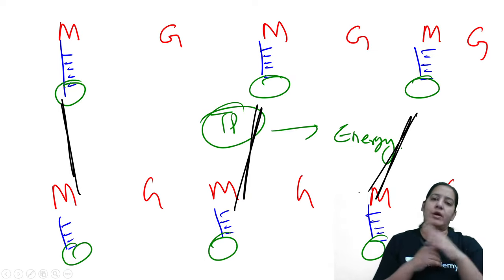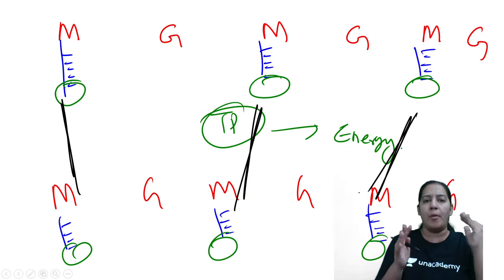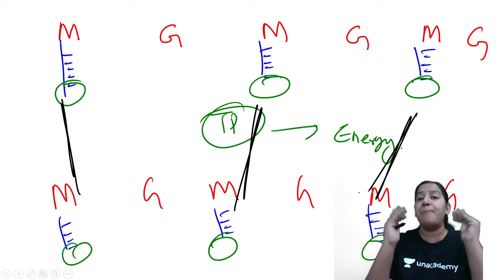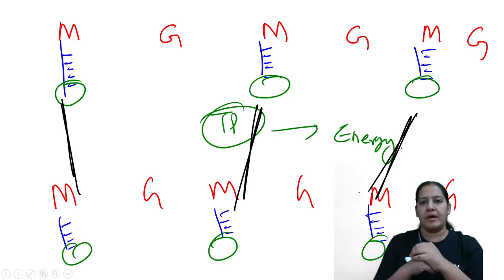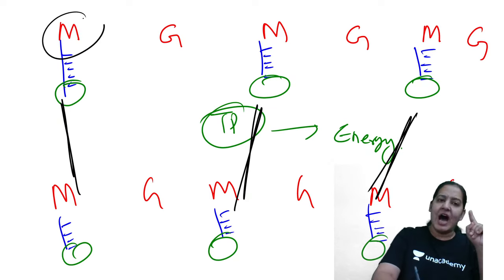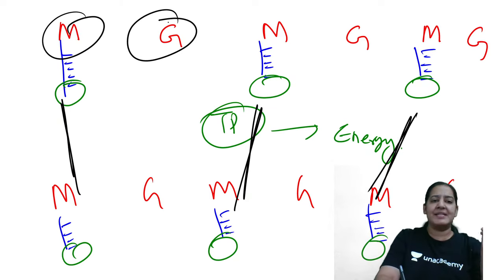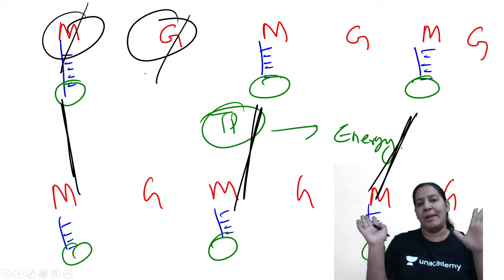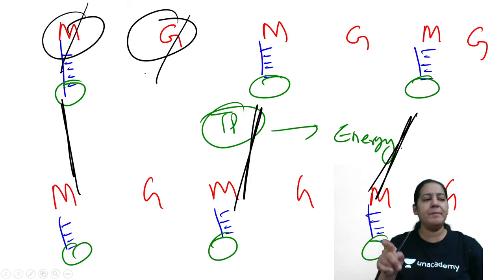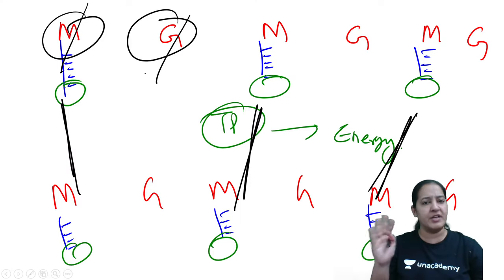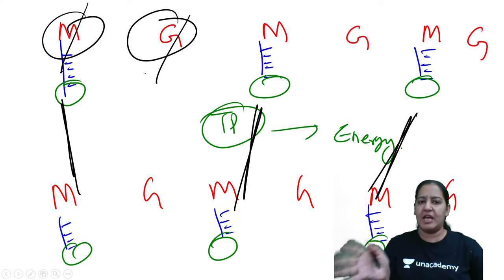This is how the cell wall is normally formed. Number one, the cell wall is a polymer. It is made up of two monomers. So name the two monomers. It is NAM and NAG: N-acetylmuramic acid and N-acetylglucosamine. So it is alternate NAM and NAG. Number one, it is a polymer made up of two monomers. The two monomers alternate with each other.